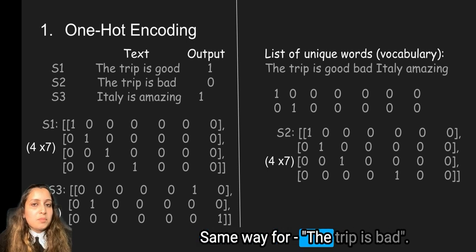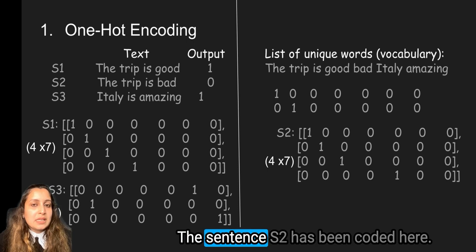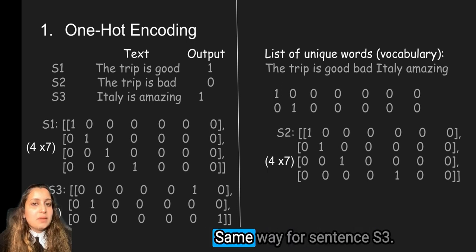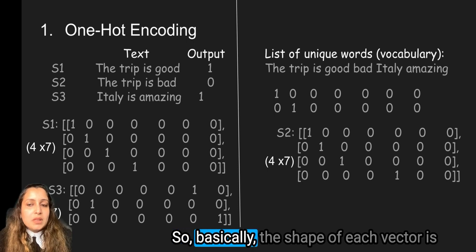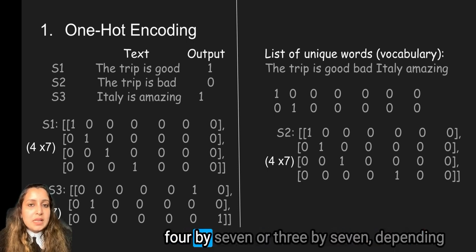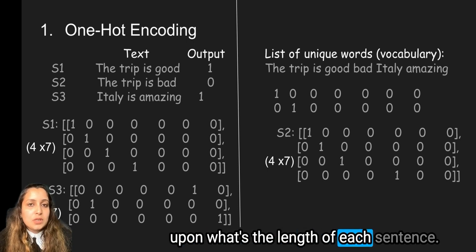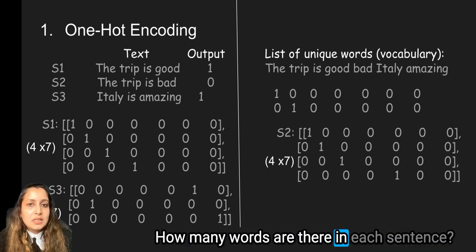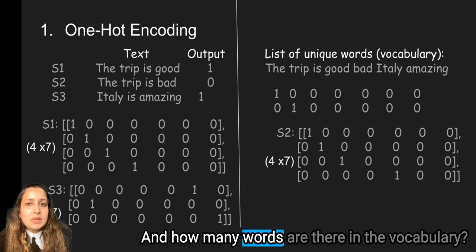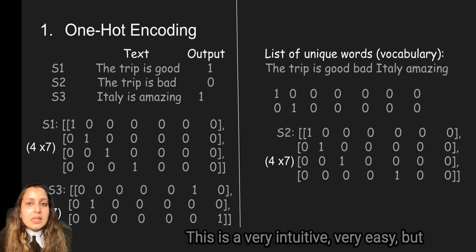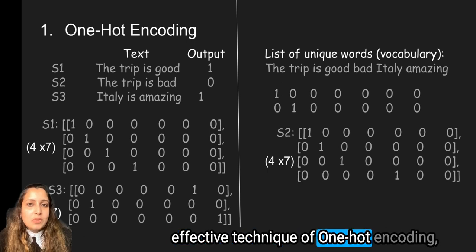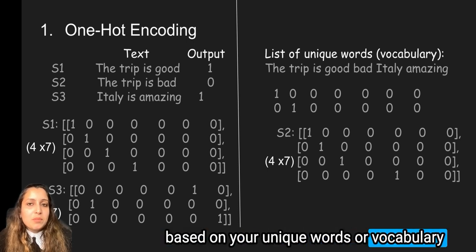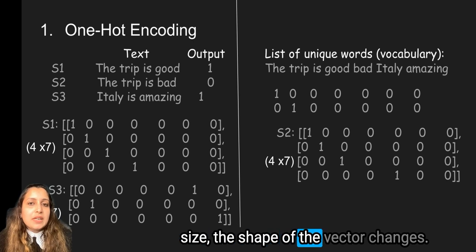Same way for the trip is bad. The sentence S2 has been coded here. Same way for sentence S3. So basically the shape of each vector is 4/7 or 3/7 depending upon what's the length of each sentence, how many words are there in each sentence, and how many words are there in the vocabulary. This is a very intuitive, very easy but effective technique of one-hot encoding. Based on your unique word or vocabulary size, the shape of the vector changes.